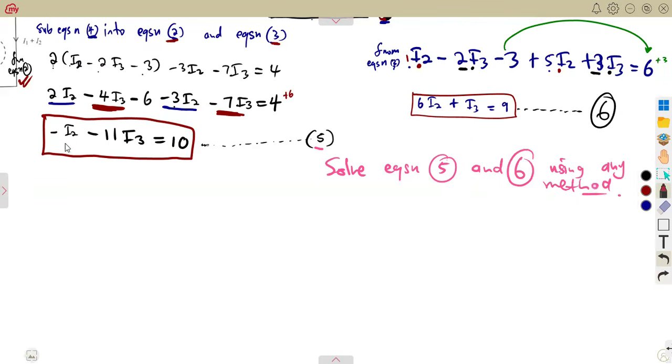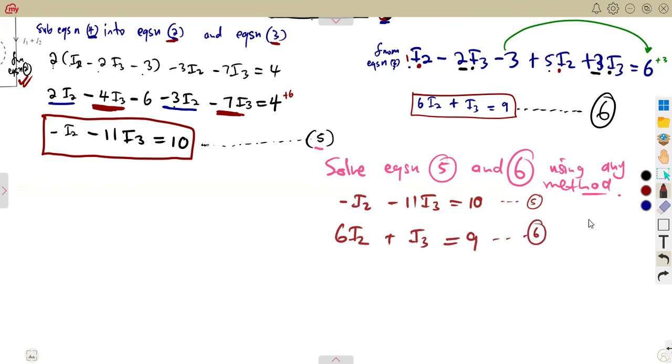So we have got the first equation, that is minus I2 minus 11I3, which is equal to 10. Remember, that's our equation 5, and our equation 6 was 6I2 plus I3, which is equal to 9. So it's up to you. You can use elimination where you multiply this by 6, this by 1, so that you eliminate I2. That is up to you, guys. Or you can just use substitution, because as you can see, it's easier for us to make I2 the subject.